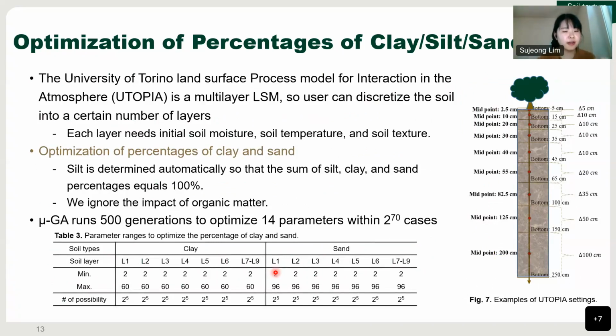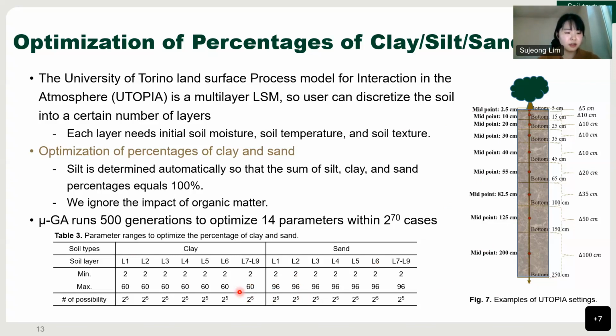We use land surface model UTOPIA made by University of Torino. Because this is a multi-layer model, we can divide soil like this. So we divide soil into 9 layers, and each soil layer requires soil texture information. To make a proper soil texture profile, we optimize the percentage of clay and sand. We set the parameter range for clay and sand in 7 soil layers because we assume that the bottom 3 layers had the same soil texture. We also included additional conditions to prevent unnatural soil.